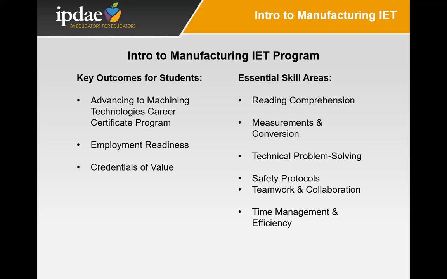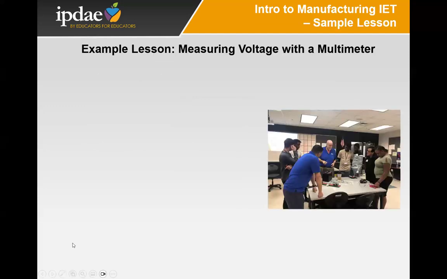So no matter whether they're going straight into employment or into the Machining Technologies program, the students are going to need contextualized instruction that helps them with basic academic skills of reading the content, so reading comprehension. They need to understand what they're reading. They will need to know and demonstrate precise measurement and conversion. They will be using technical problem-solving skills. Safety protocols are of utmost importance. And they're going to need to have the employability skills of teamwork and collaboration, as well as time management and efficiency. That's a lot to learn when you look at everything individually, but they can be integrated together with contextualized instruction.